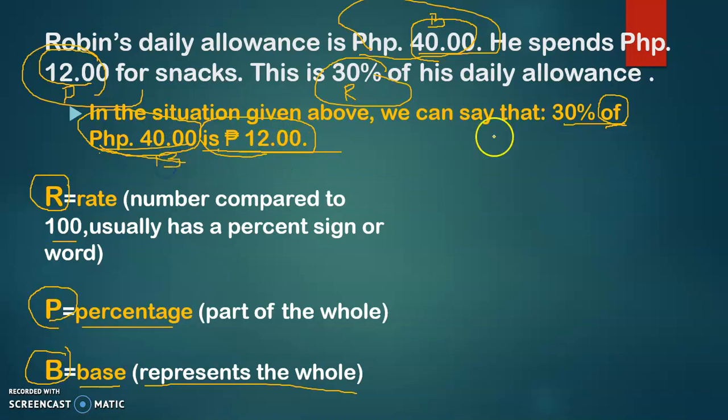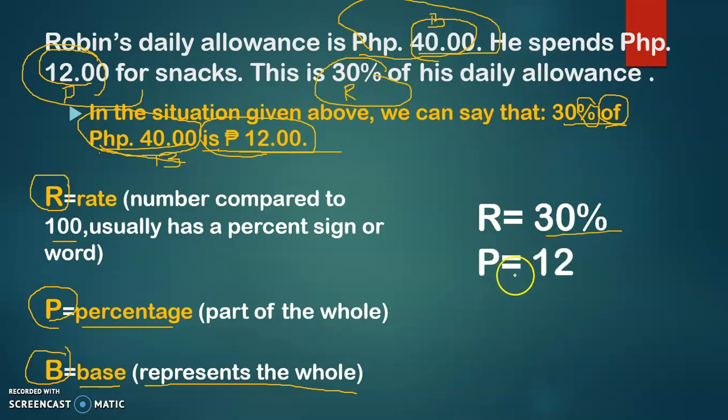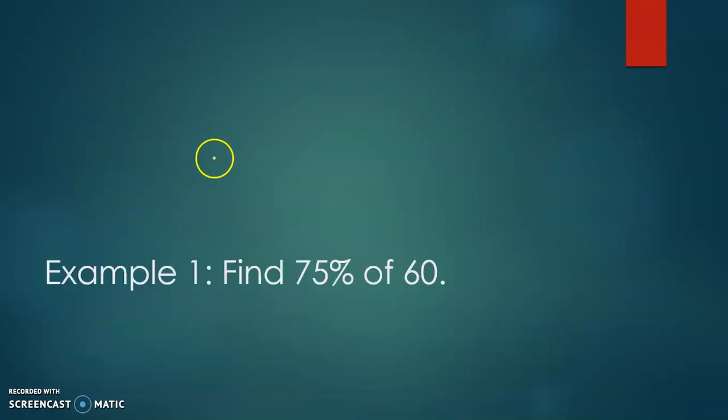Okay, yun lang tatandaan. Of course, the rate has the percent sign or word. Tabi ng of ay base. And then tabi ng is ay percentage. So, pwede natin sabihin, rate is 30% in this particular problem. And then percentage is 12. And of course, the base is 40. Now, let us proceed with another example.